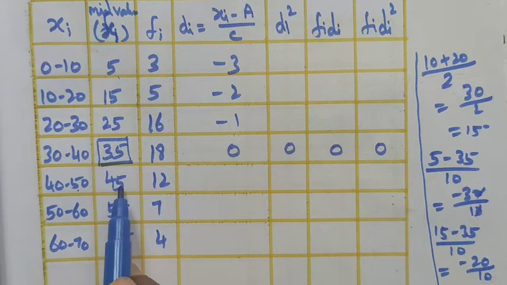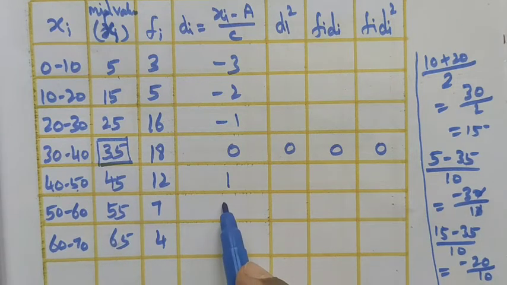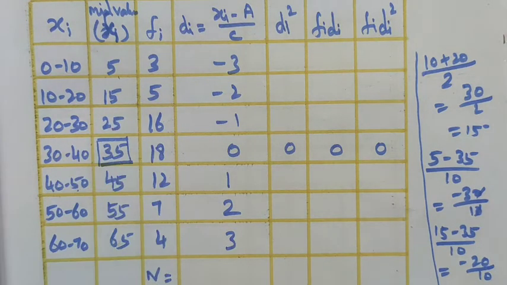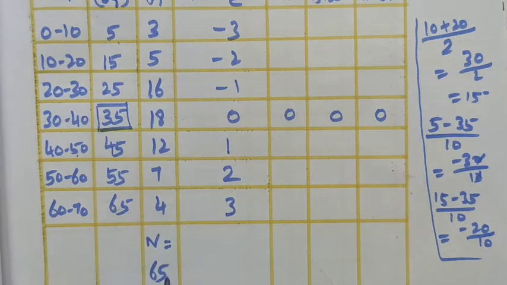45 minus 35 is 10, divided by 10 is 1. 55 minus 35 is 20, 20 divided by 10 is 2. 65 minus 35 is 30, divided by 10 is 3. Now we want to find out the frequency N. N is equal to the sum of the frequency, which is equal to 65.